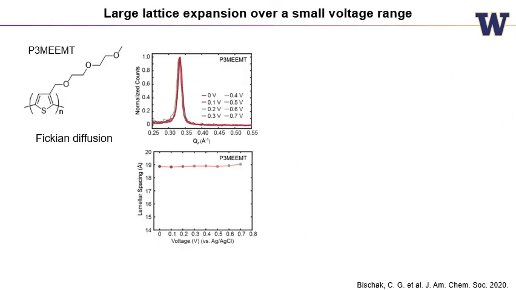All right, so now back to these two polymers. We did these X-ray diffraction experiments on both P3MEEMT and PB2TEG. For P3MEEMT, as we increase the voltage and drive more ions into the polymer, we see that the diffraction peak doesn't change much. It expands maybe a little bit as we add more and more ions.